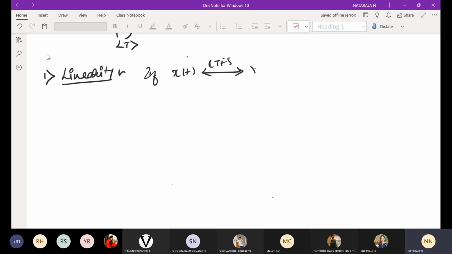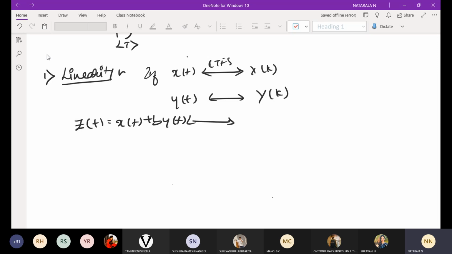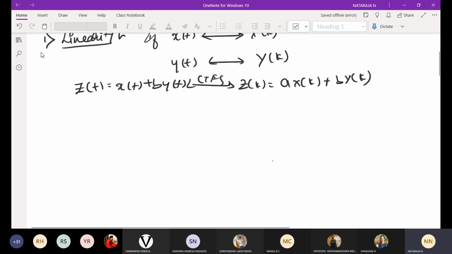If I take CTFS of x of t, it will be x of k, and CTFS of y of t will be y of k. Then z of t is equal to a into x of t plus b into y of t. So CTFS of z of k is equal to a into x of k plus b into y of k. This is about linearity.